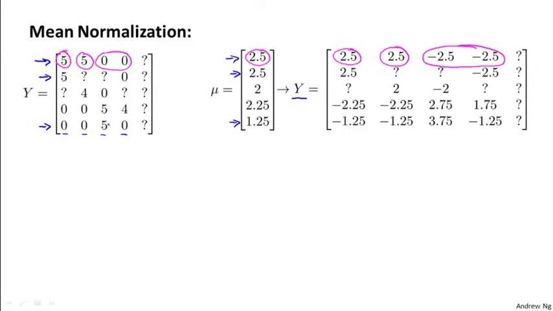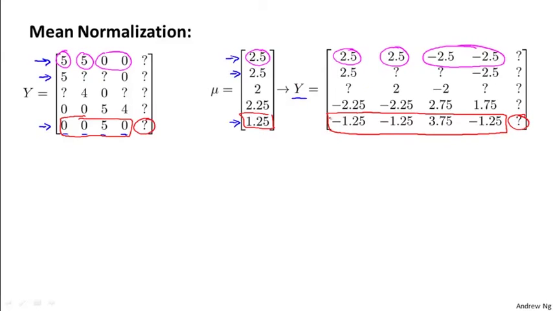And just one last example, if you look at this last row, the 0 0 5 0, I'm going to subtract 1.25, and so I end up with these values over here. And of course the question marks stay a question mark. And so each movie in this new matrix Y has an average rating of 0.